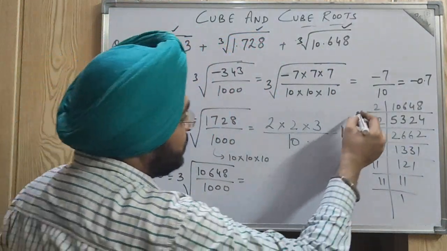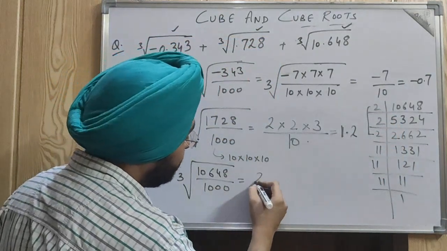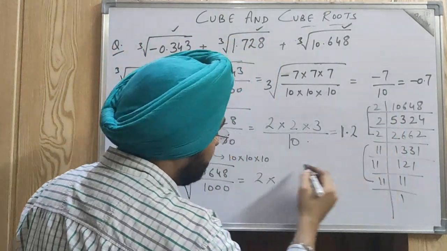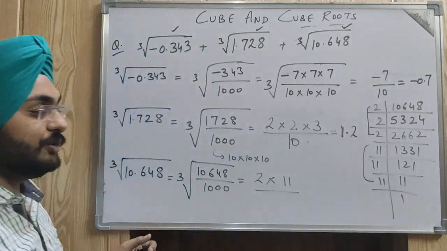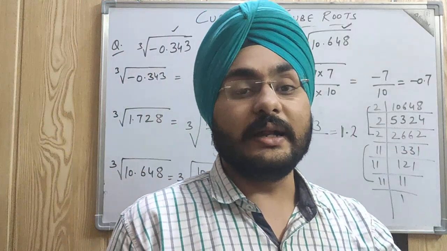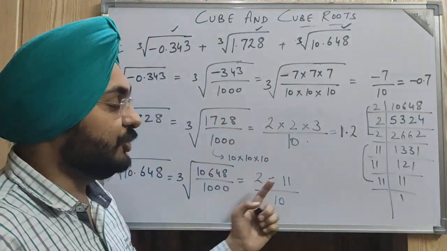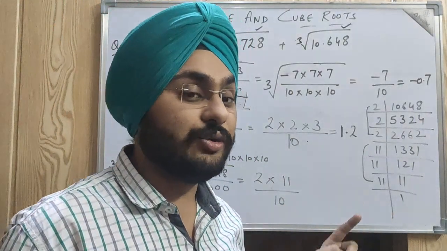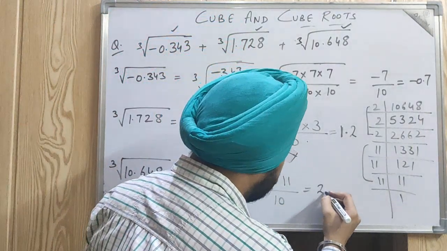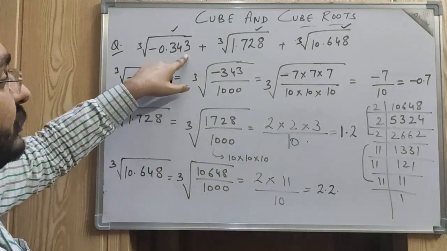Now this 2 is forming a triplet, and this 11 is forming a triplet. Can't I write 2 into 11 now? What about this 1000? 1000 is 10 into 10 into 10. This was also a triplet. So I can write directly 10 here. So 2 into 11 will be 22. 22 divided by 10 is 2.2 here.